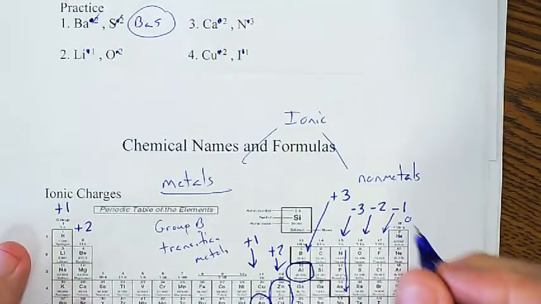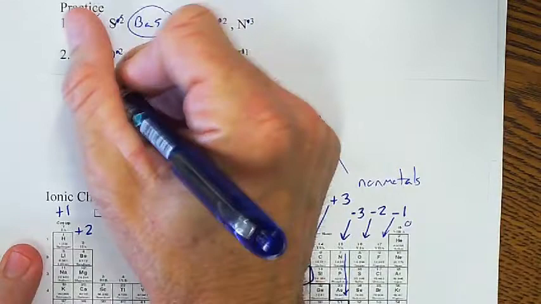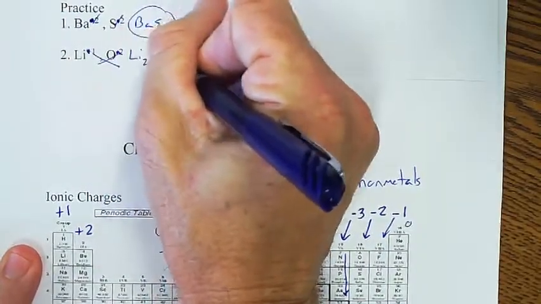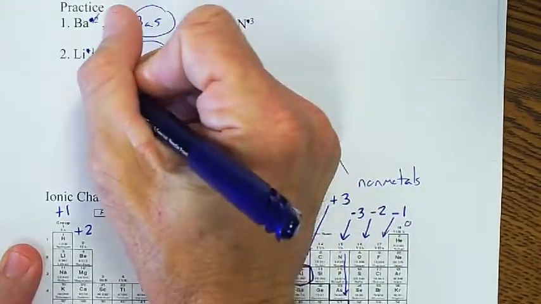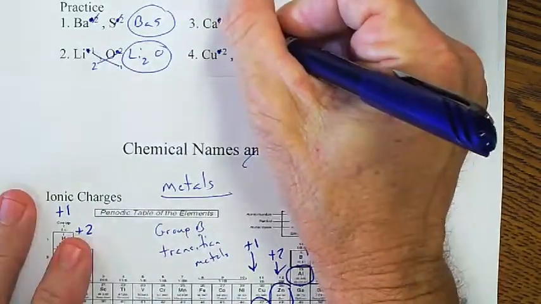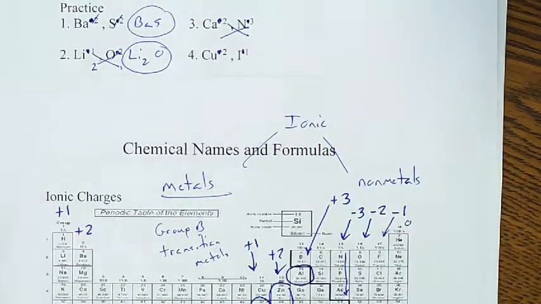In this case, again, we can't simplify those. All you got to do is cross the charges there, Li2O. We just took the 2 and put it there and the 1 there. That's all you have to do. Again, we've got to cross the charges once we've established what they are.